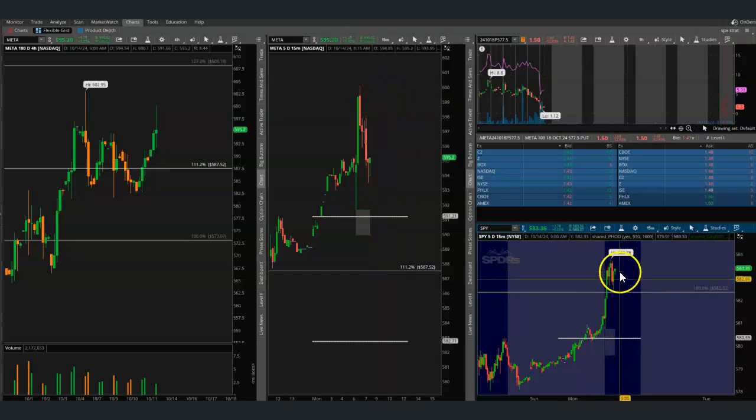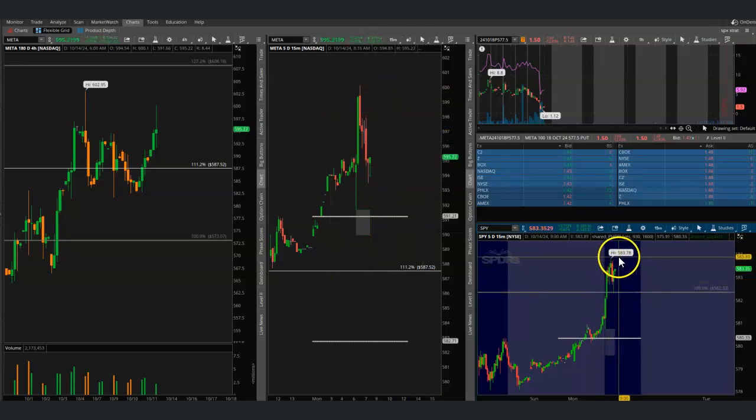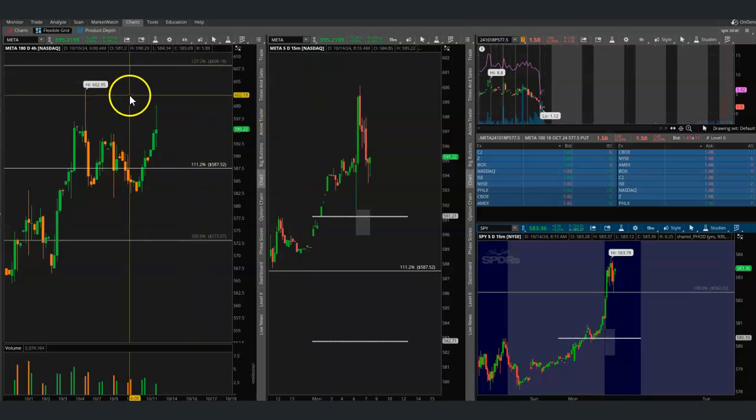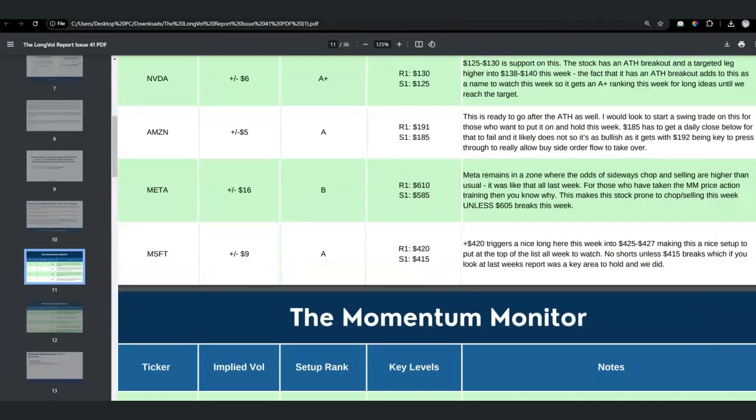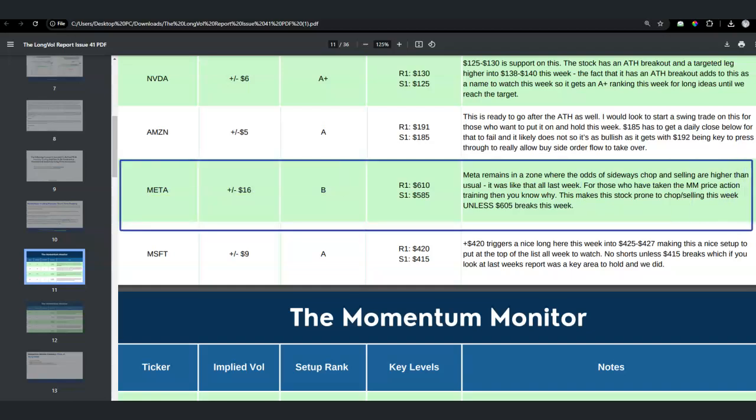We pay attention to the momentum, obviously momentum monitor, with the overall market as well as Meta, which is what we're trading here. So let's get to the notes here and talk about the first key point that got us into the trade, to even tell us, hey, why are you even looking to get short this in the first place? Okay, so the momentum monitor, the notes from this week. Let's just read through them here.